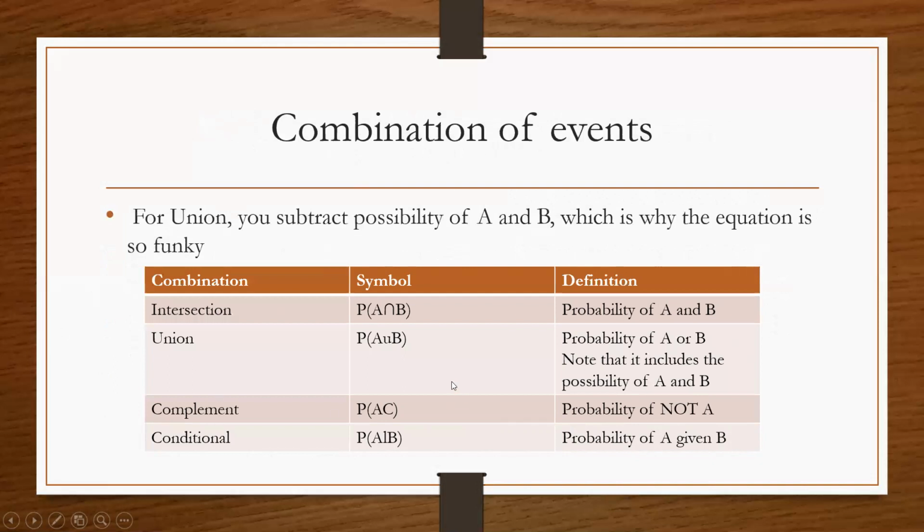So, combination of events. This is a nice little table about all this. You've got intersection, which is the probability of A and B, and union, the probability of A or B. I know that the equation previously is kind of weird and confusing. The reason for that is because you also have to subtract the probability of A and B. So you basically have A or B minus A and B. All right, so you have complement. It's the probability that you won't get A. And you have conditional, which is the probability of A given B. So basically it's saying that A will happen given B happens.